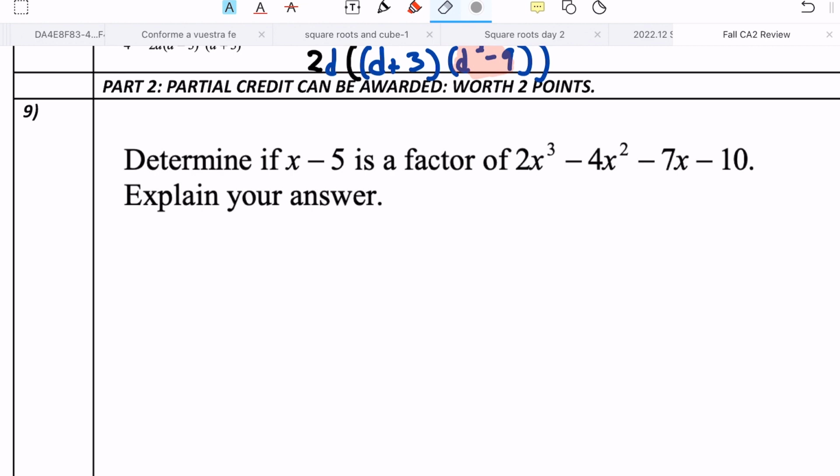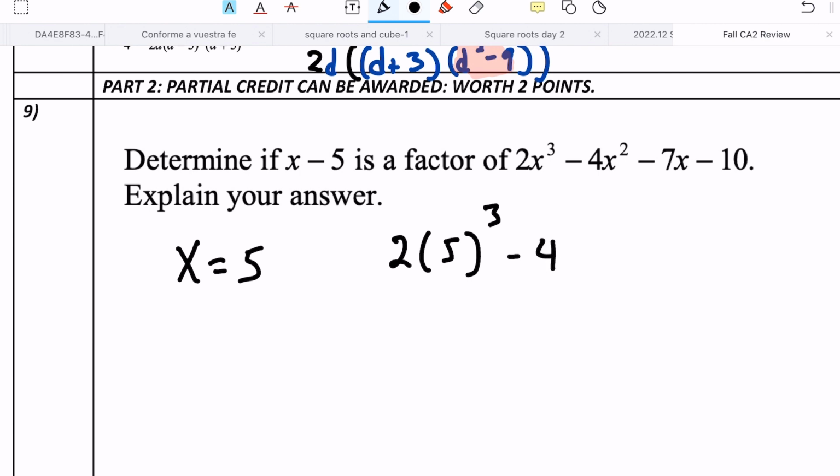Is x minus 5 a factor of 2x cubed minus 4x squared minus 7x minus 10? Explain your answer. If x minus 5 is a factor, that means that x equals 5 is a solution. Okay, so let's check if that is true. Okay, because if it is a solution, this should equal 0. So we're going to do 2 times 5 cubed minus 4 times 5 squared minus 7 times 5 minus 10.